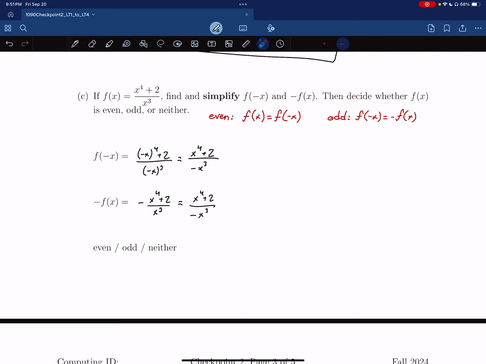Okay, now it's time to go back and look at our even and odd rules and make a decision. So, checking if it is even by using this, those do not look equal to me because of that negative sign right there. Now let's check if it's odd. Do f of negative x and negative f of x equal each other? Yes, they do. So that means this function here is odd.